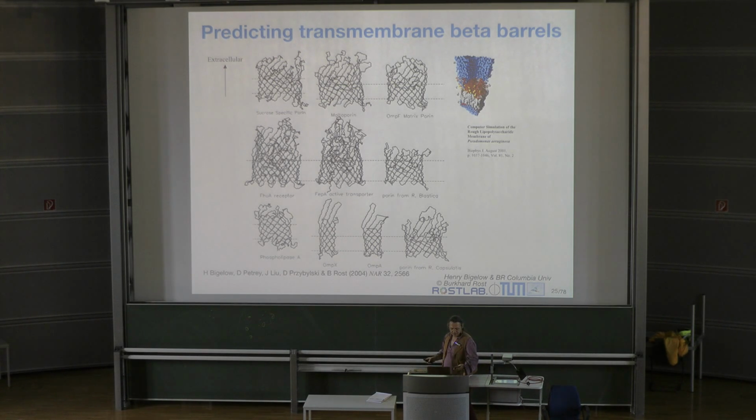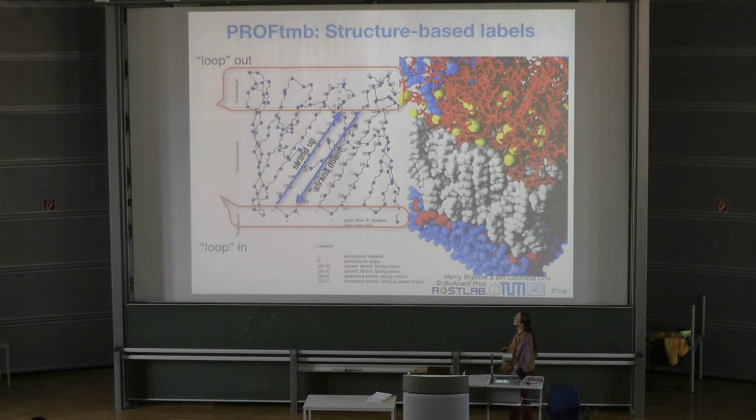These are, when Henry worked on that, this was a complete set. Sorry, the complete set of all beta membrane proteins that existed. So then there were 12.